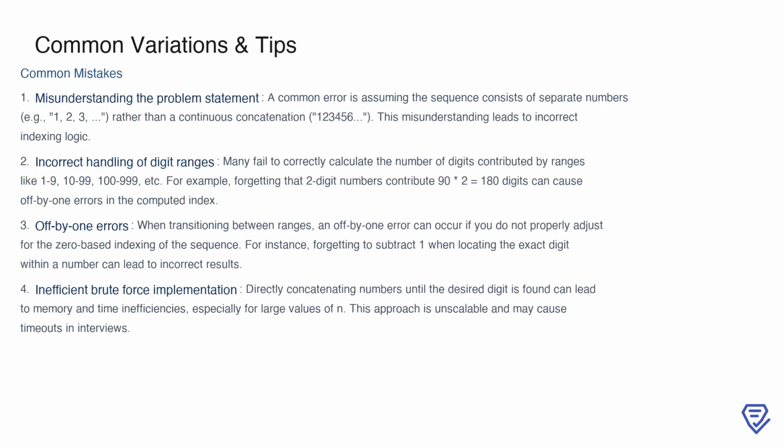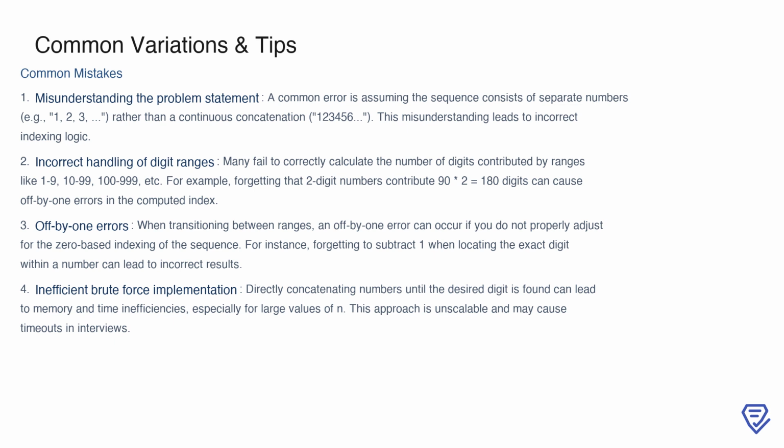One of the most common mistakes when solving the nth digit problem is misunderstanding the sequence itself. Instead of treating it as a continuous concatenation like 123456, some assume it's made up of individual numbers such as 1, 2, 3. This leads to incorrect indexing and flawed logic for identifying digits. Another frequent pitfall is mismanaging digit ranges. For example, many people overlook that two-digit numbers, from 10 to 99, contribute 180 digits to the sequence because each number adds 2 digits. This can result in errors when calculating where the desired digit falls.